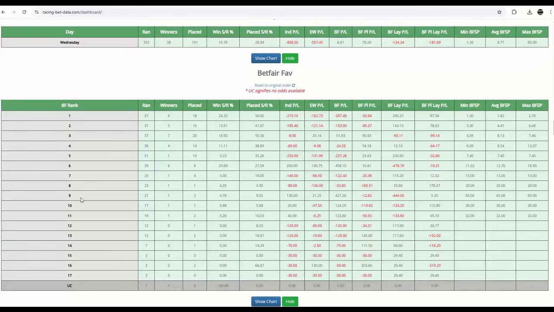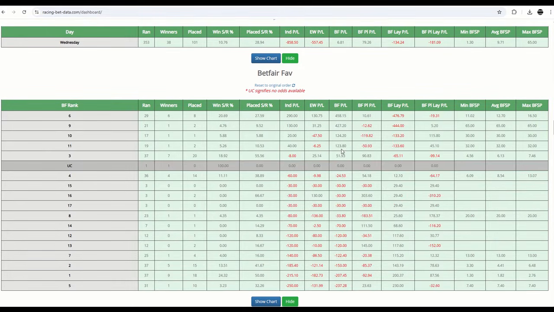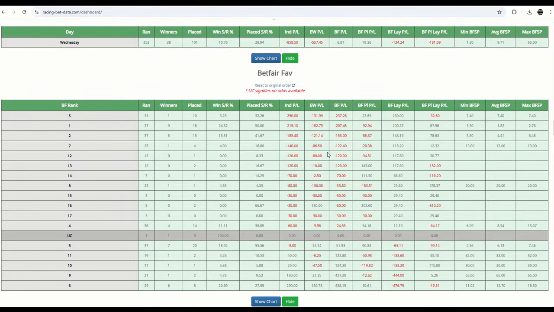Then we can look at the ranking of the horses. So you can see how each horse was ranked, and then we have the UC, unclassified, no odds available. That's that one horse in that ridiculous race. And the beauty of this, you can sort by order. So you can sort by Betfair profit loss. You can see that ranked 6 horses yesterday on the Betfair exchange were the most profitable, followed by 9, 10, 11. So clicking again, we'll see the opposite, so lowest to highest.